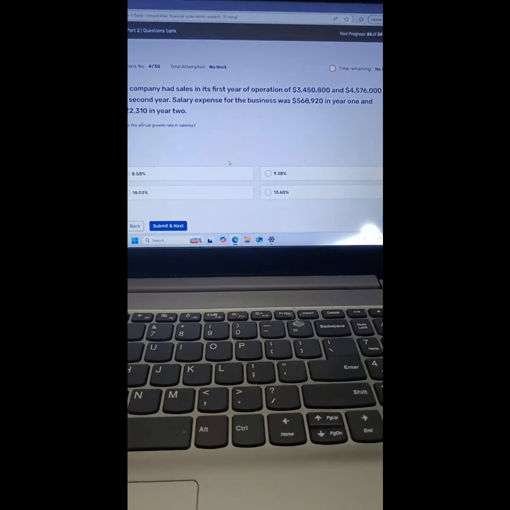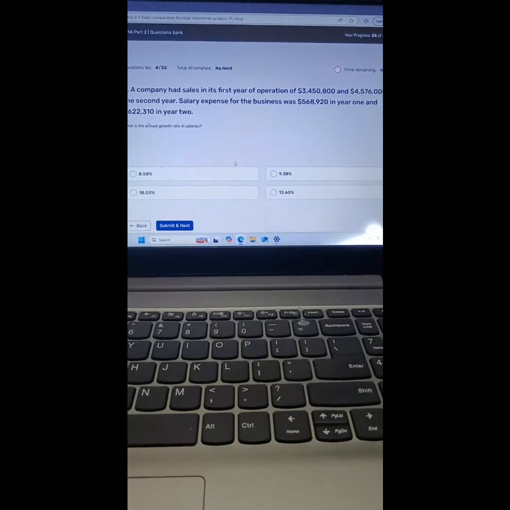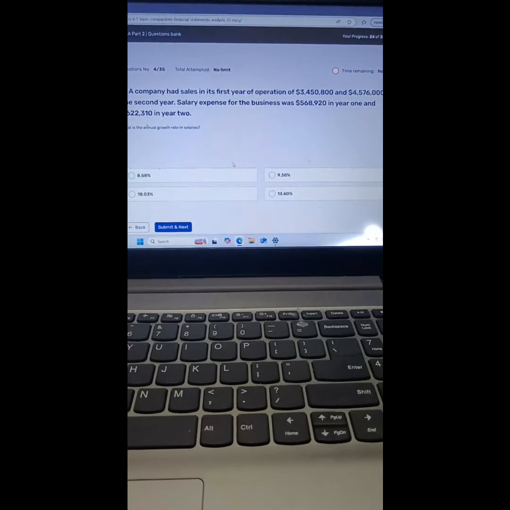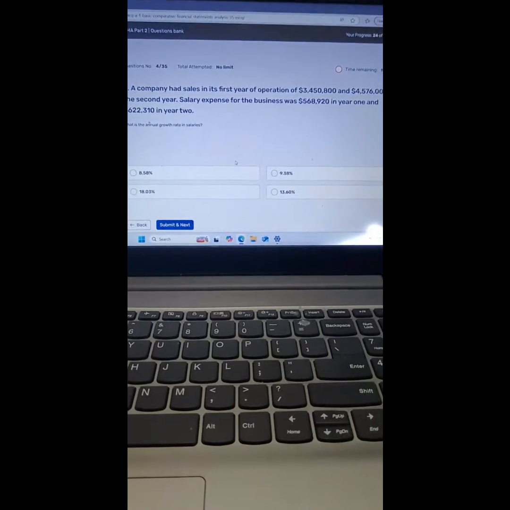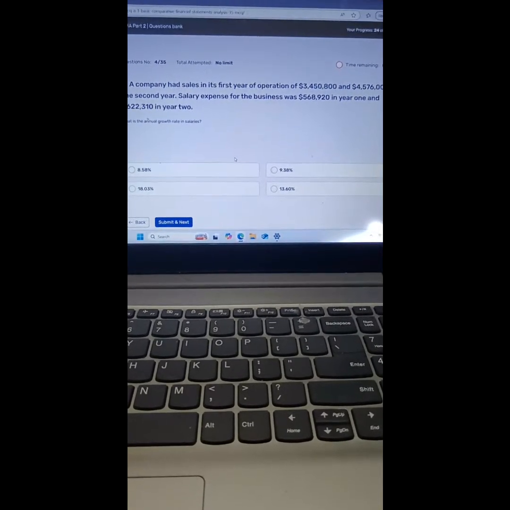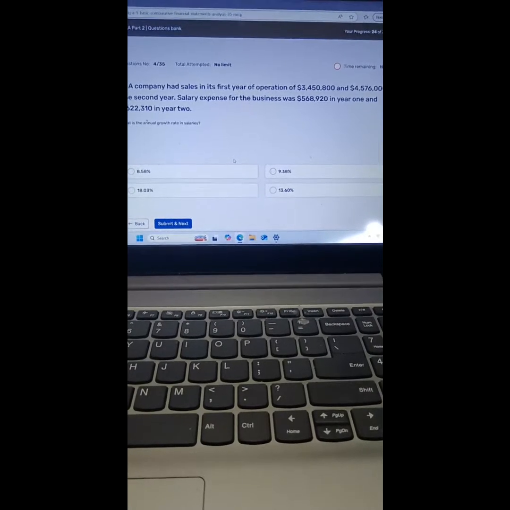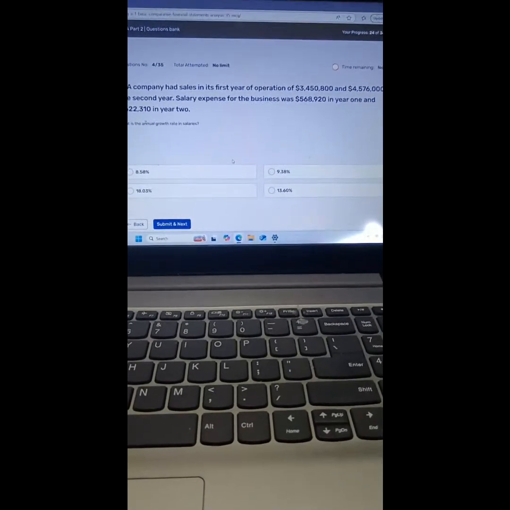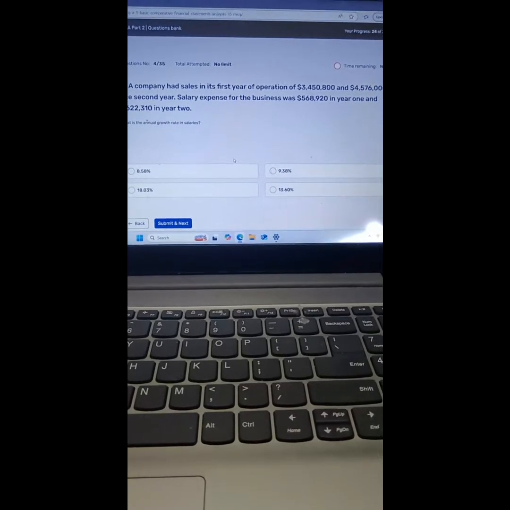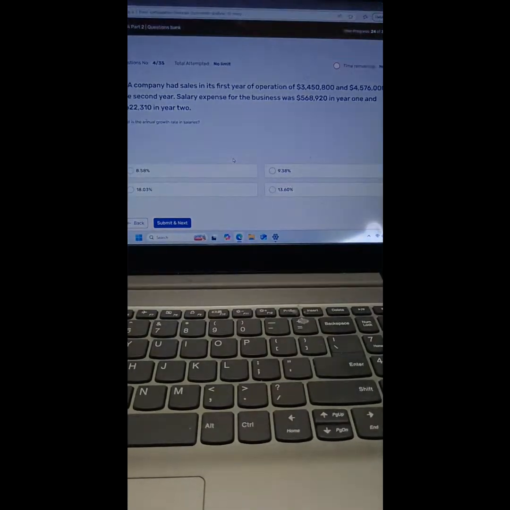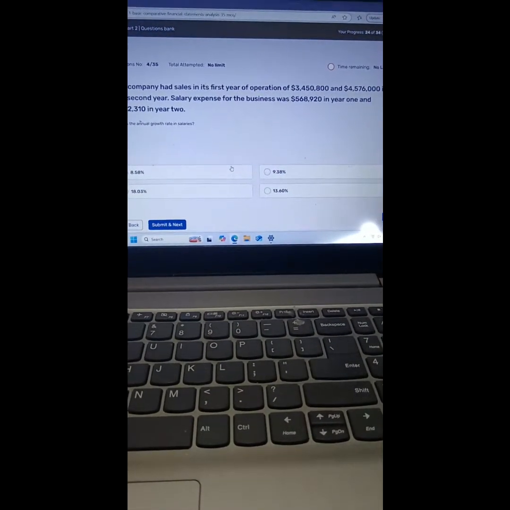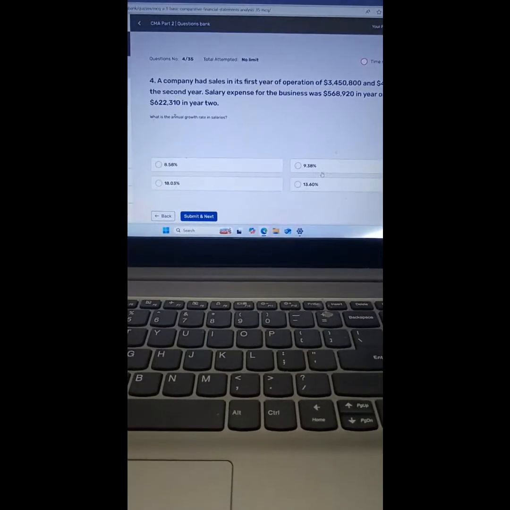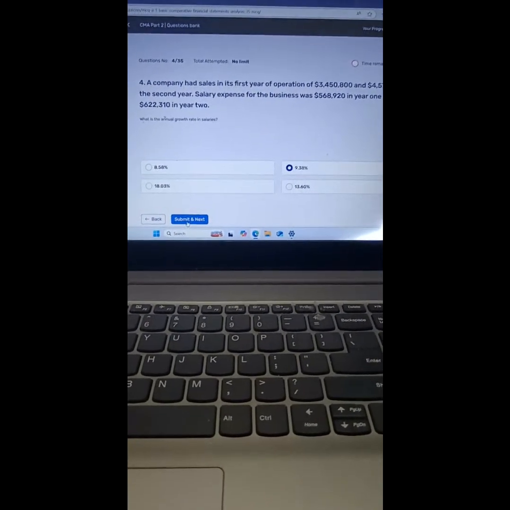Salary, you can see, for the first year is 68,920, and for the second year 622310. The difference will be 53,000, divided by the first year salary 68,920, times 100, which is 9.38 percent. This will be the answer.